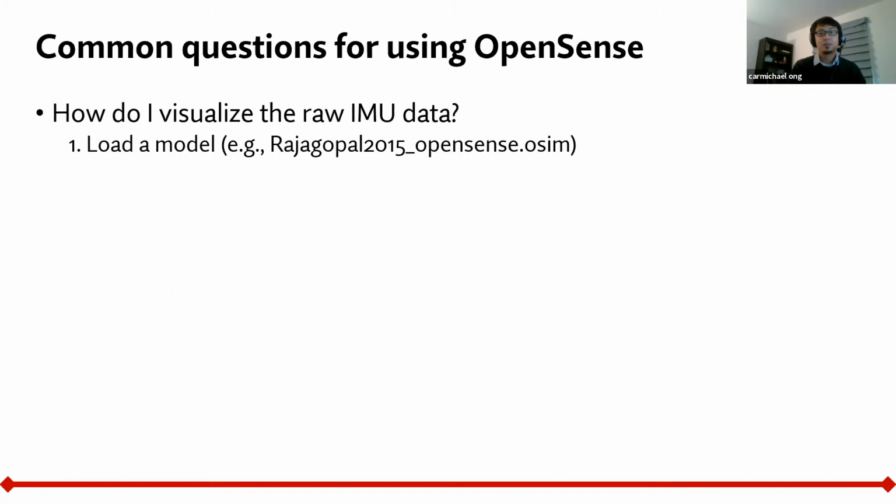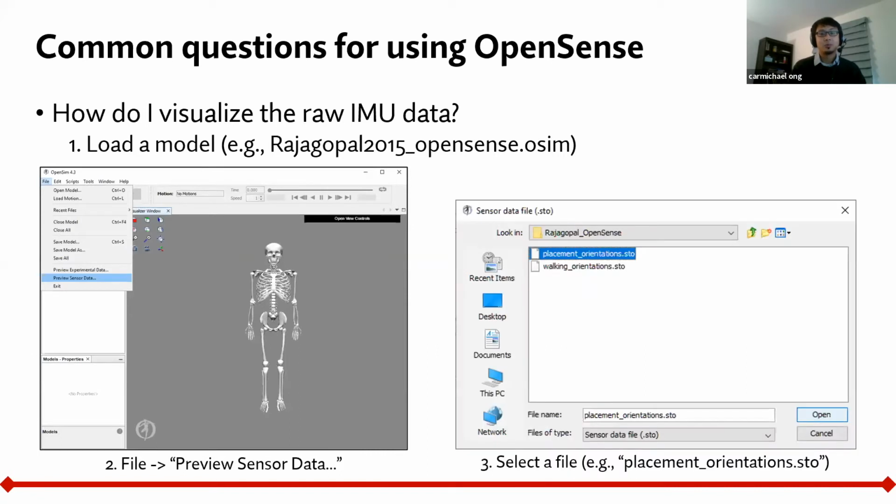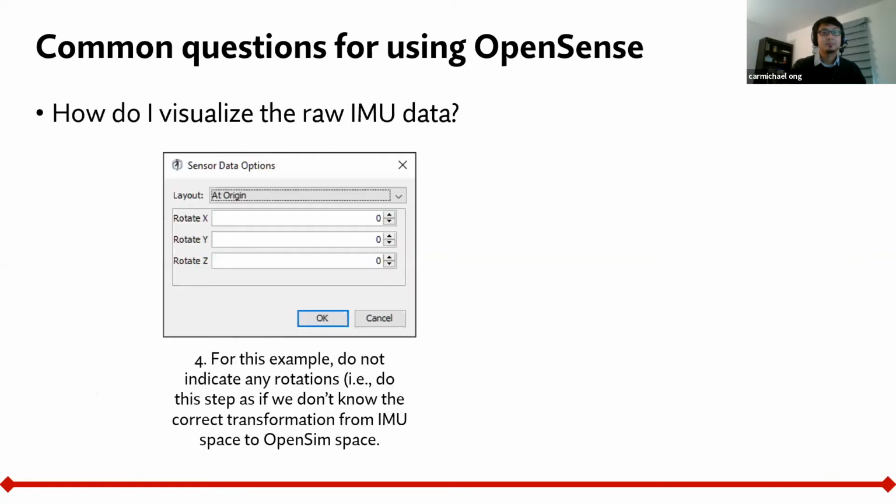So the first step is to load a model of interest. And once the model is loaded, you can go to File and down to the Preview Sensor Data option, which will open a dialog box. And we'll select the file we used for the IMU Placer step, placerorientations.sto. This will open another box titled Sensor Data Options.